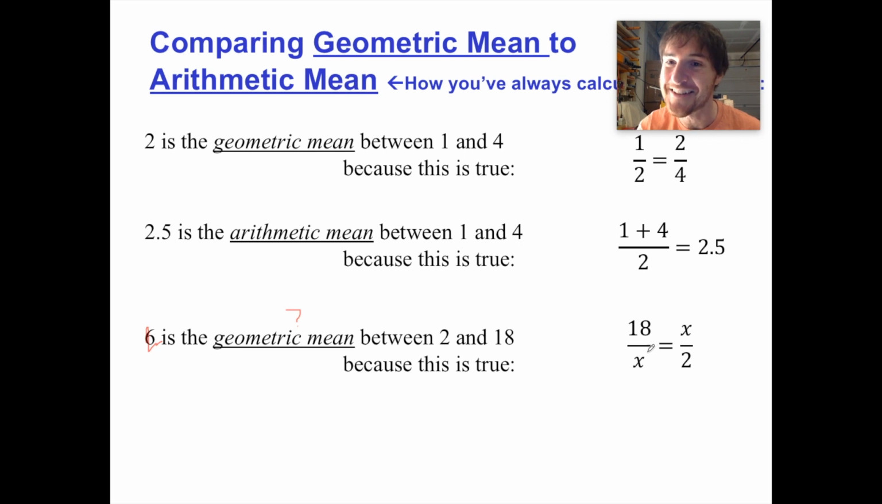Well, what I would do, and what you should do, is cross multiply. That's right, cross multiply. Use the means and extremes property. My extremes here are 18 and 2. Multiply my extremes together. My means are x and x. Multiply my means together. 18 times 2 is 36. x times x is x squared. Oh, I have a quadratic equation. I know that because my x is being squared right here.